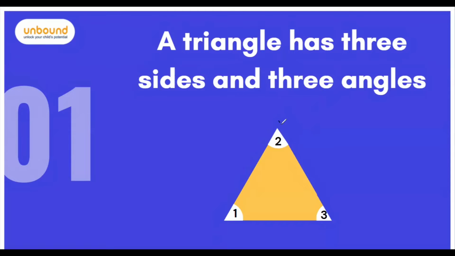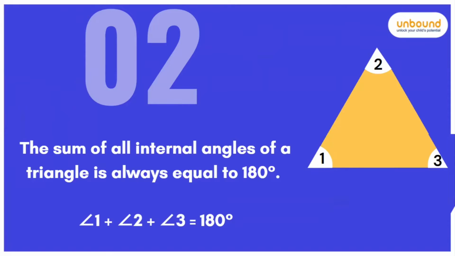A triangle has three sides, which are A, B and C, and three angles, 1, 2 and 3. Now the second property is that whenever you add all these three angles, 1, 2 and 3, you will get 180 degrees as their sum. No matter how the triangle is created, it can be drawn into any shape like right angle, obtuse or acute. This is called the angle sum property.